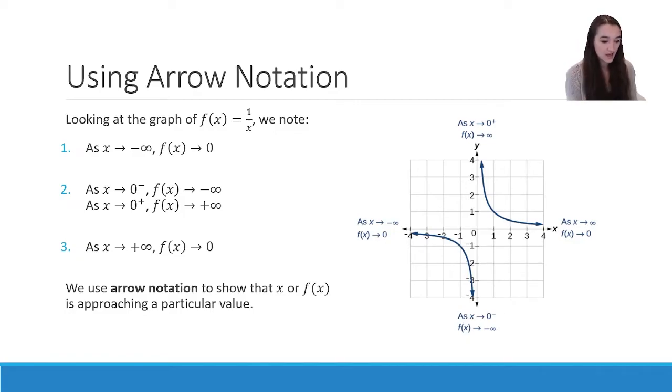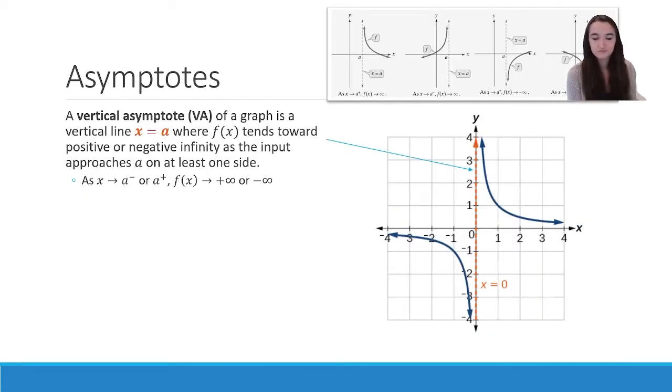So you'll notice that for 1 over x, which is an example of a rational function, which is what we're going to be studying, we get these special properties where our function tends to approach values or approach infinity and stuff like that. This leads us to a new definition called an asymptote.